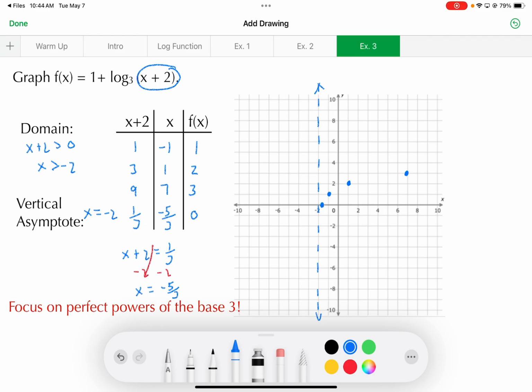Plot that, just estimate where -5/3 is. Obviously, we're close to the asymptote there. Plenty of points to sketch out a reasonable curve here.